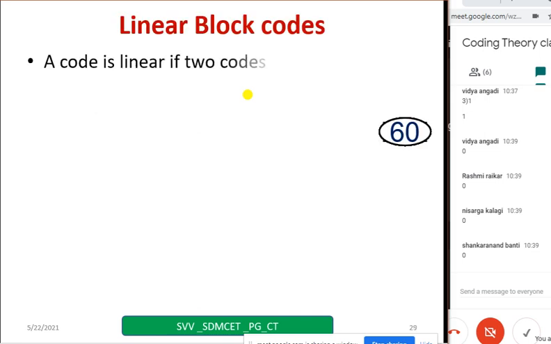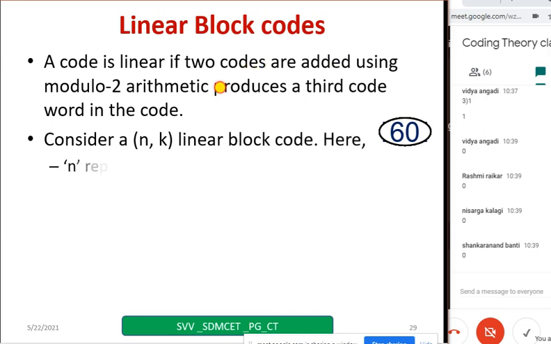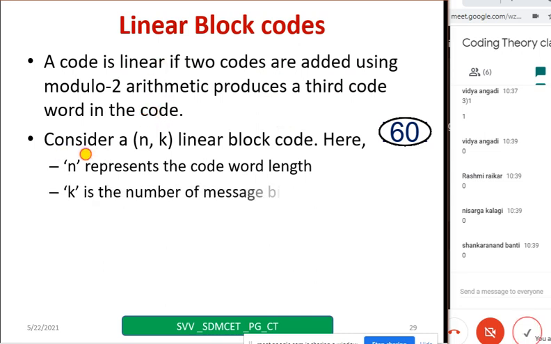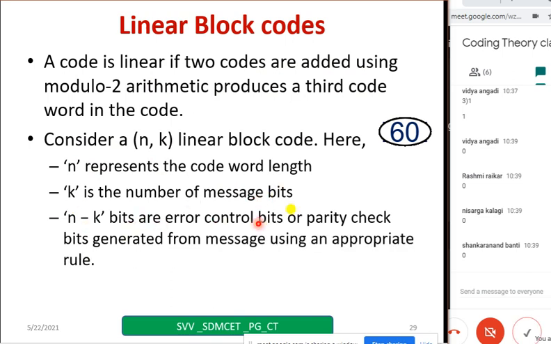Now, linear block codes. A little information may repeat in some of the slides. Again, this information may come again in some of the slides. Whatever is needed, you copy down. We use mod 2 addition arithmetic, and if it produces a third code word, then only I can say it's linear. This is important. Whenever I say (n, k) linear block code, n represents the code word length, k represents the number of message bits, and n minus k represents the parity bits. So please copy down this, take a minute. Above you have already copied this information; only this you try to understand. Whenever I say n comma k, what it means, you have to copy down. Take a minute, copy down.